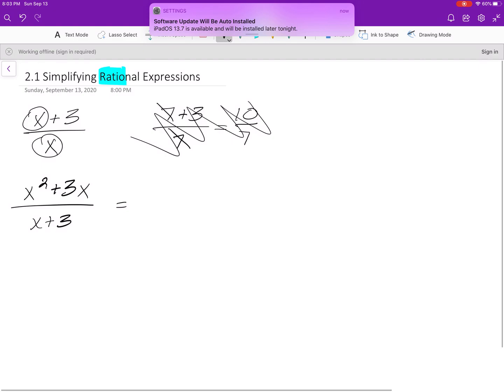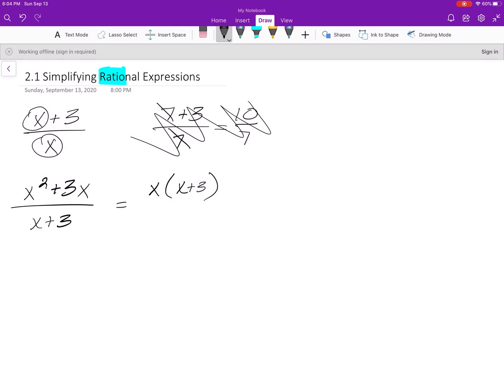I see that I've got x squared plus 3x. I can factor out an x. That's going to leave me with x plus 3. And now I have x times x plus 3 over another factor of x plus 3. That's like having 10 over 2. The reason you can reduce that is because 10 can be factored into 2 times 5, and then you can reduce the 2's. Once you have multiplication, you can reduce, but you can't do it with addition or subtraction.